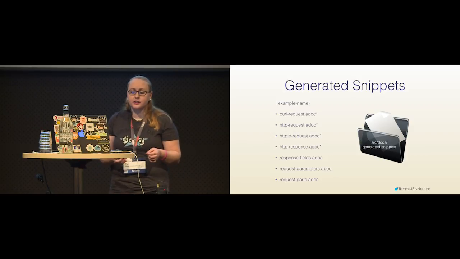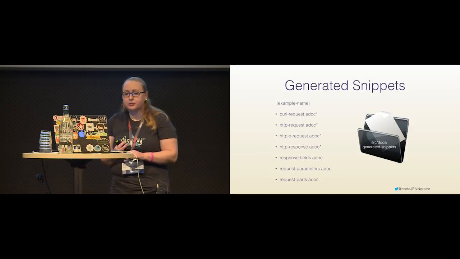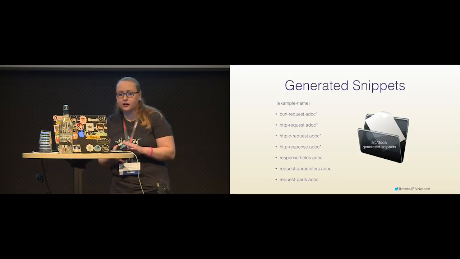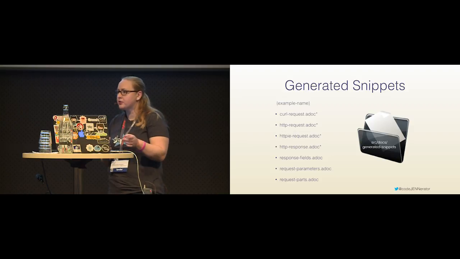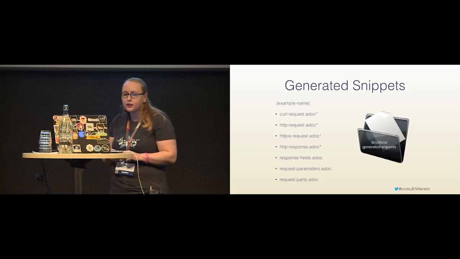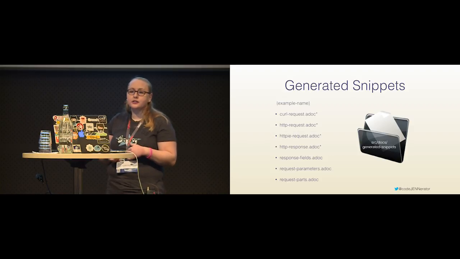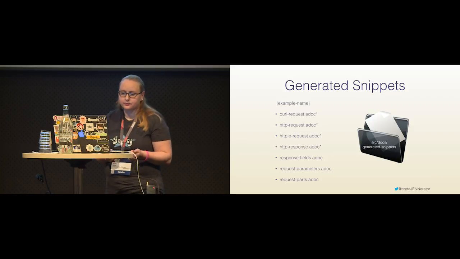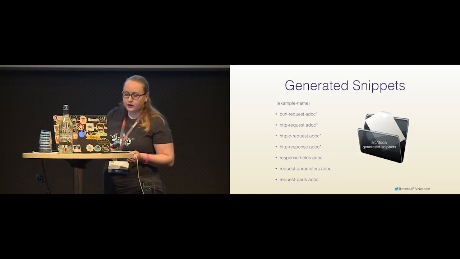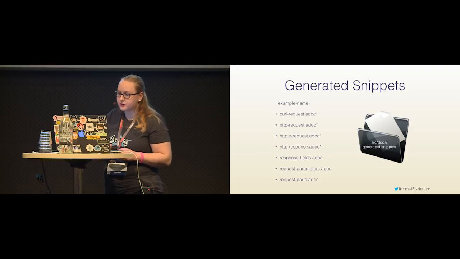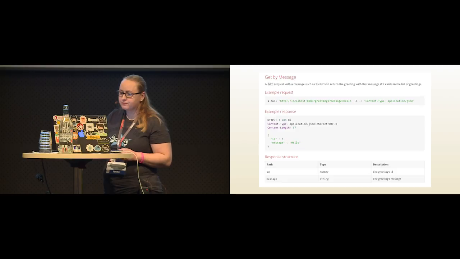So in your generated snippets, you get a curl request, you get an HTTP request, an HTTP request if you're using version 1.1 or higher, as well as a default response. If you want these others, they're optional. So in order to get the request fields table, you have to specify that section in the test. And path parameters should be on this table as well.